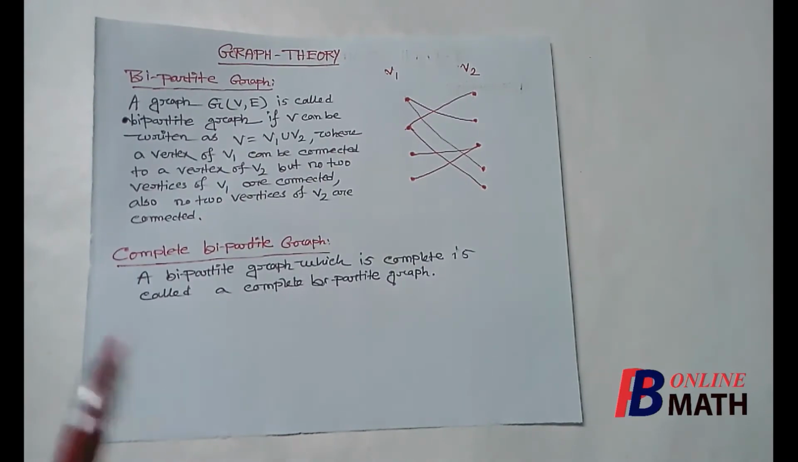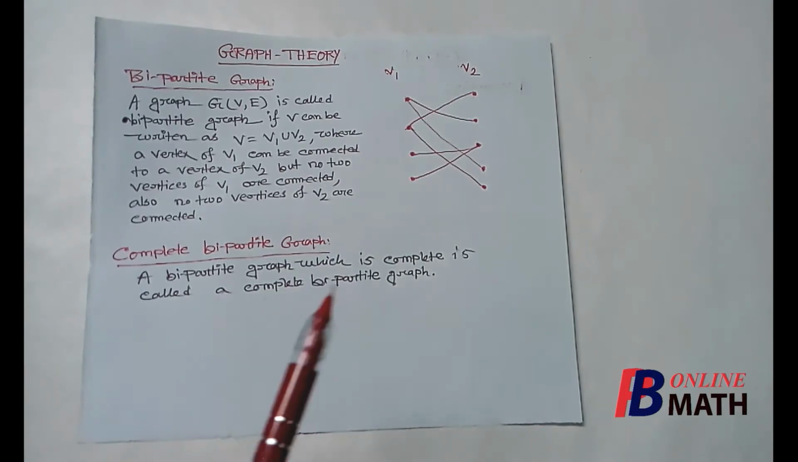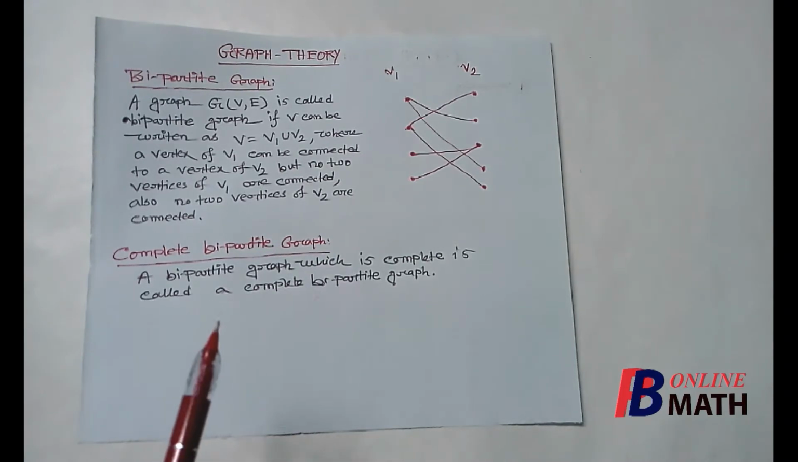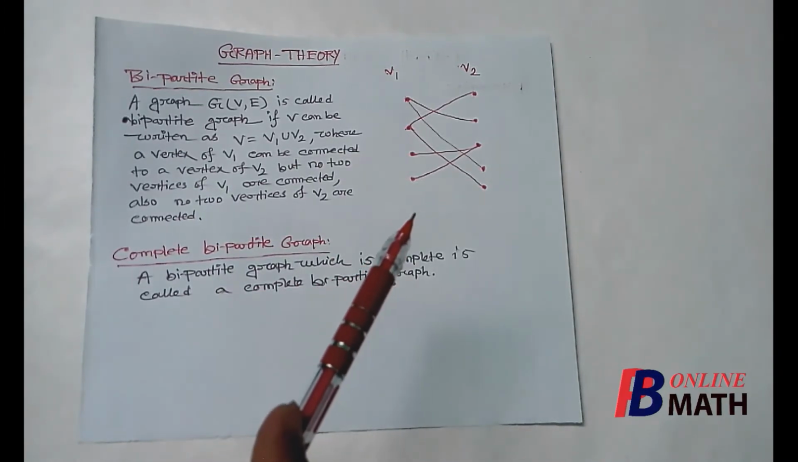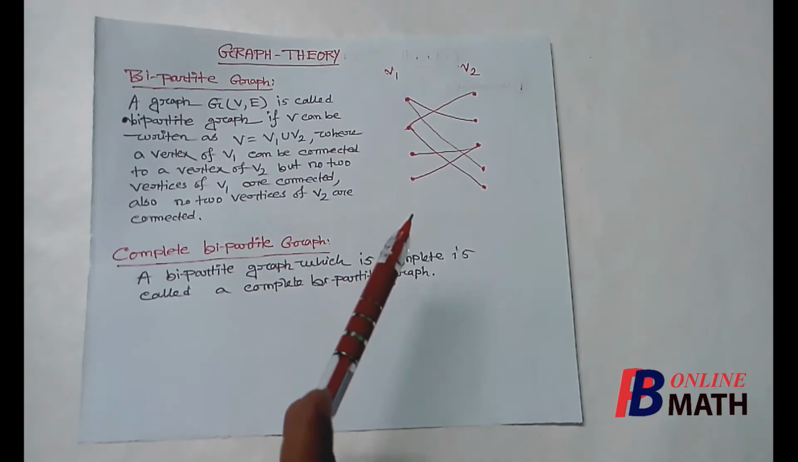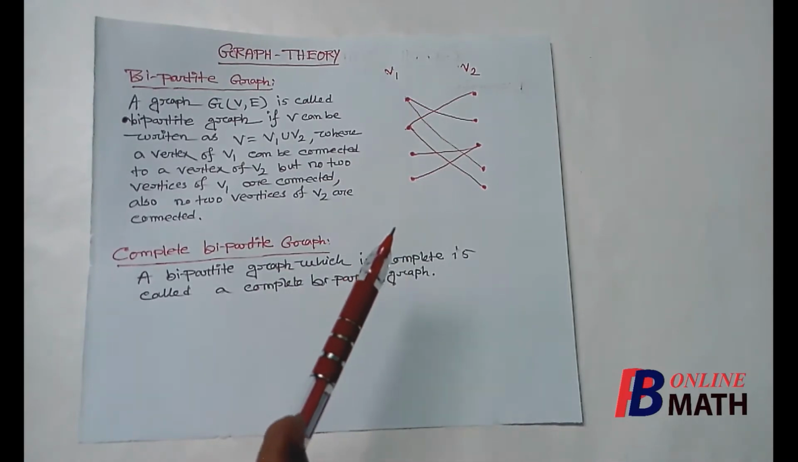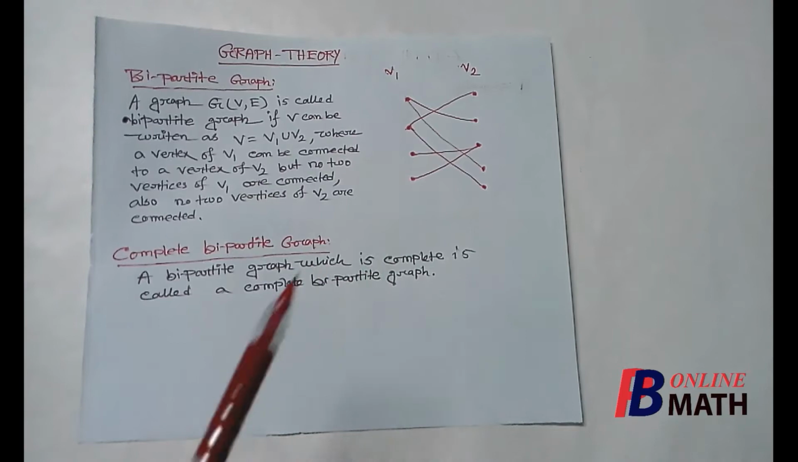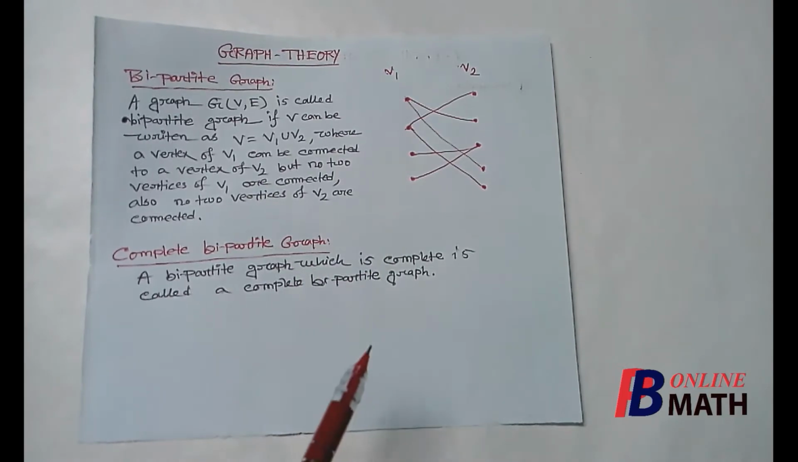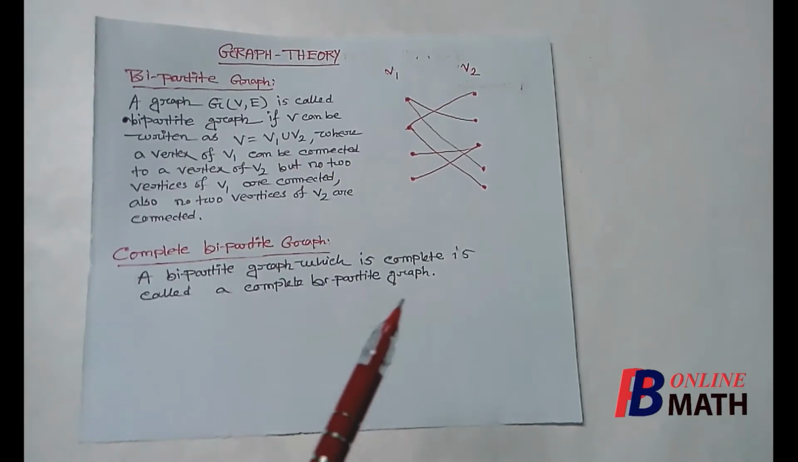Next we define complete bipartite graph. A bipartite graph which is complete is called a complete bipartite graph. Now we have already considered a bipartite graph. Now look, this graph is not complete. If this bipartite graph is complete, then this graph will be called complete bipartite graph. We know that a graph is complete if every vertex of the graph is connected to all the remaining vertices.